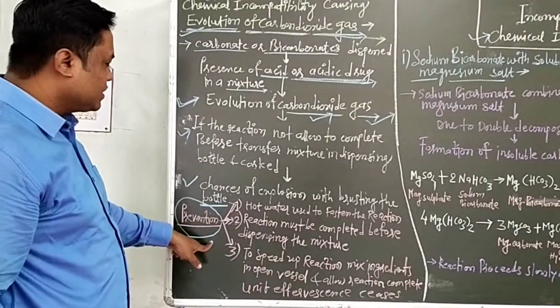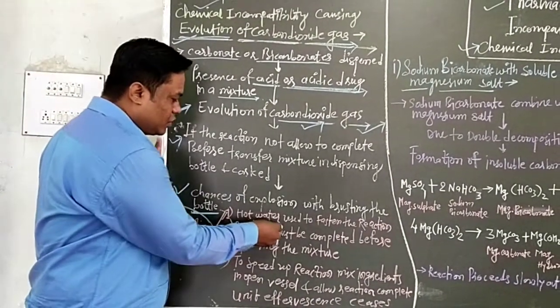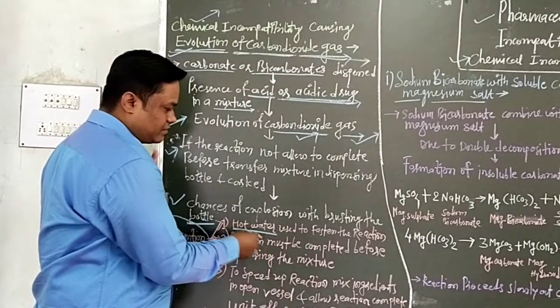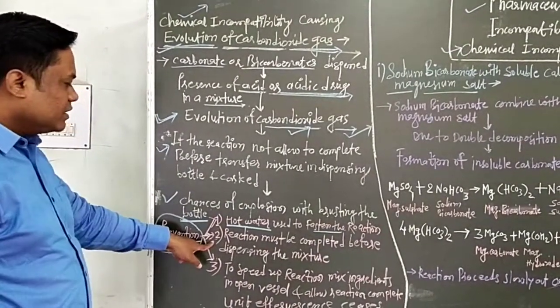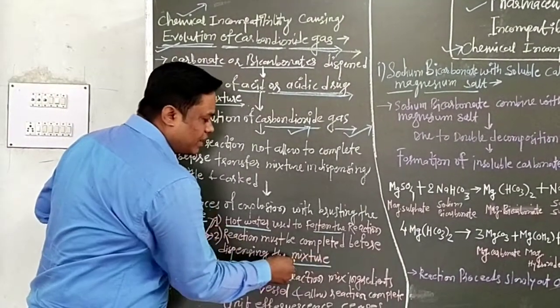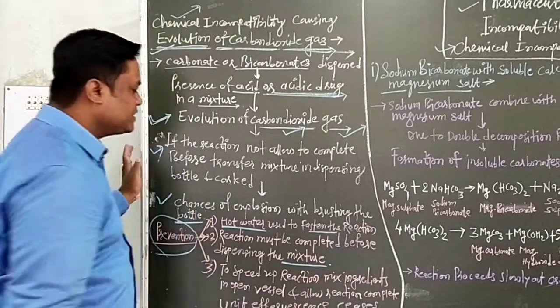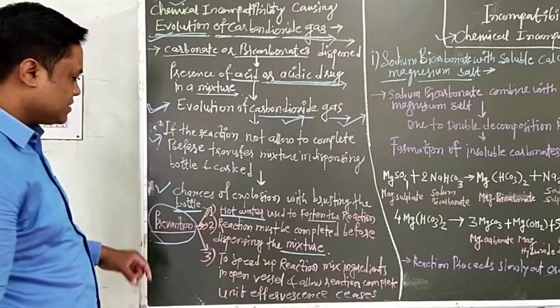Then the first prevention method: a cork bottle is used for fastening the reaction. We have to add a cork bottle in the reaction to fasten the reaction. Then second, the reaction must be complete before dispensing the mixture. तो आपको क्या करना है? Reaction को complete होने देना है before dispensing the mixture. Means total reaction is completed, then dispensed.